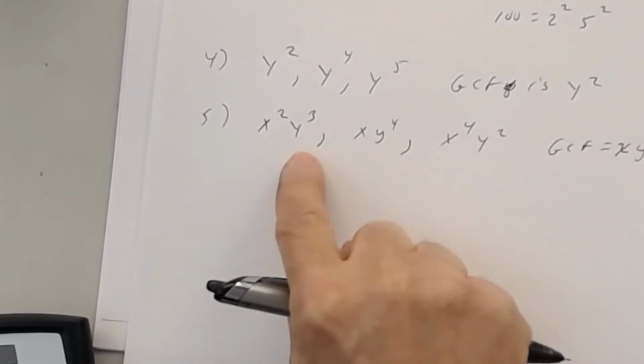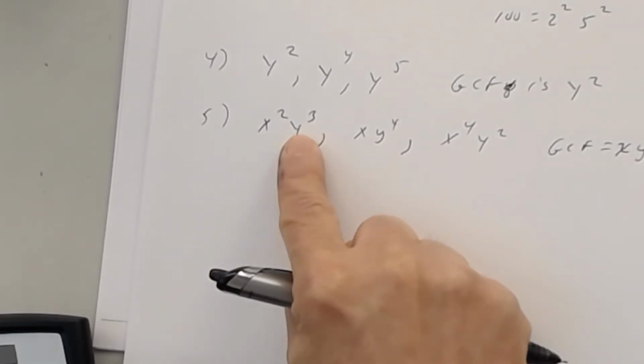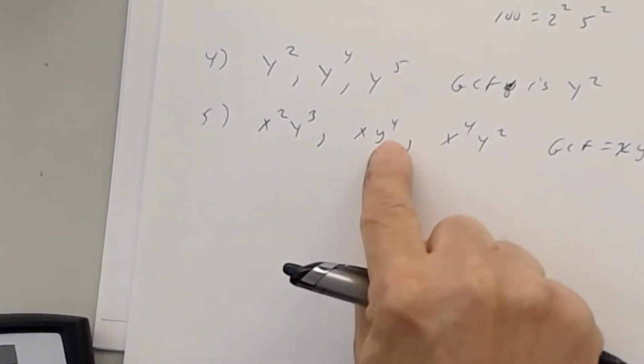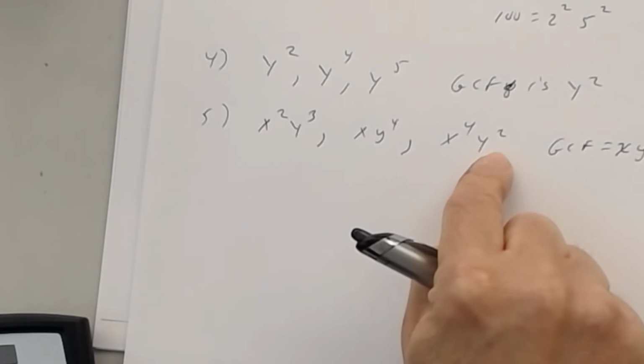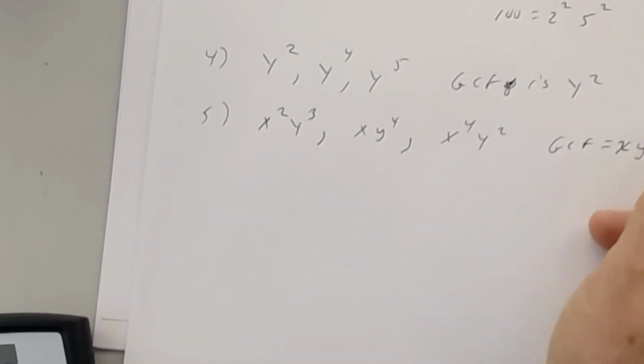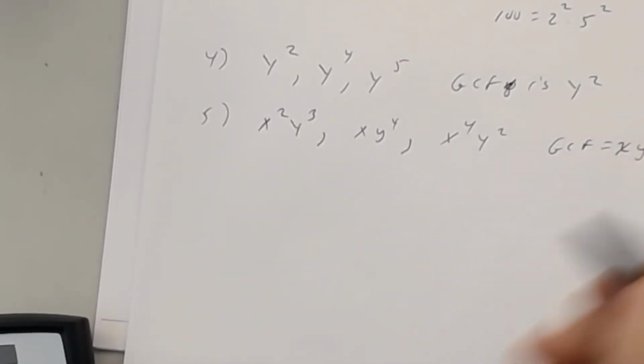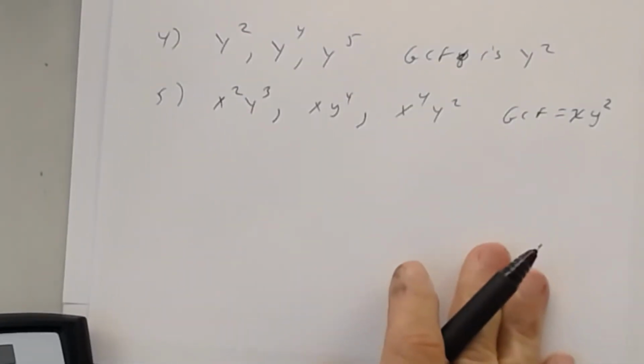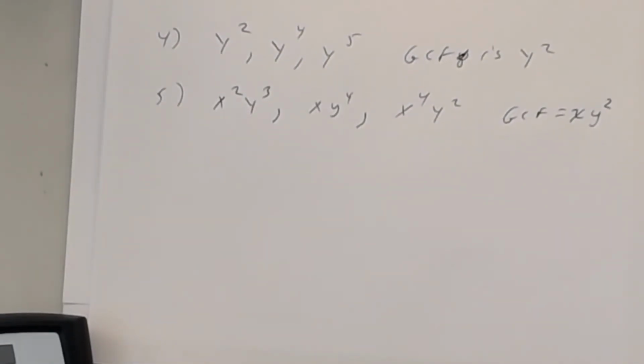Let's do the y's now. How many factors of y do you see here? 3. How many here? 4. How many here? 2. How many do I need? 2. So what's my GCF? X y squared. That's your GCF. So that's how you deal with the variables. Now you deal with constants. You're going to think of constants a little bit differently than variables.